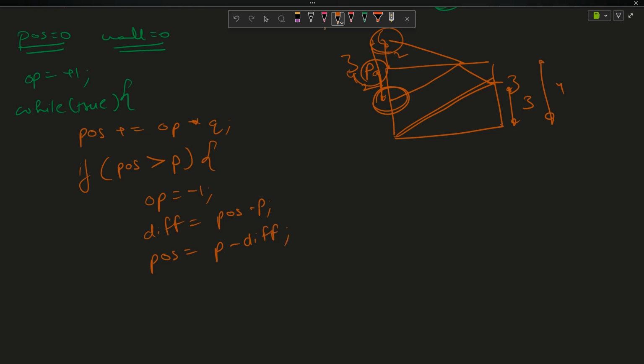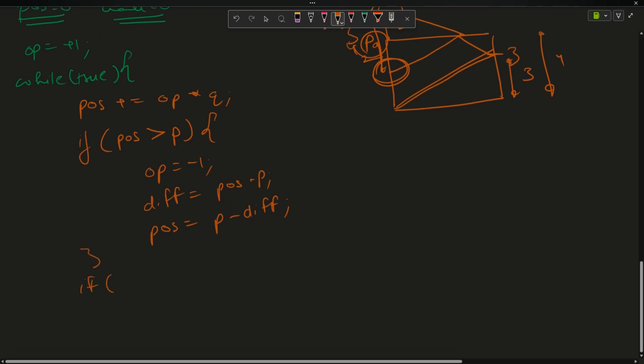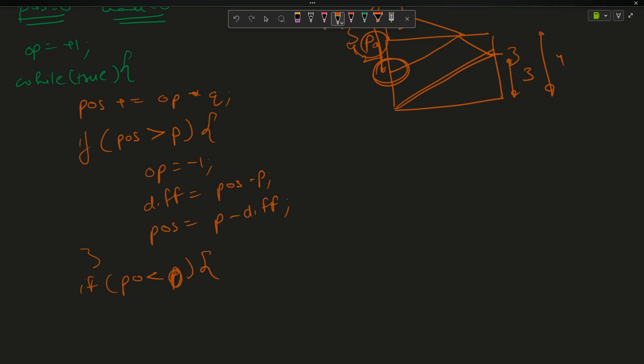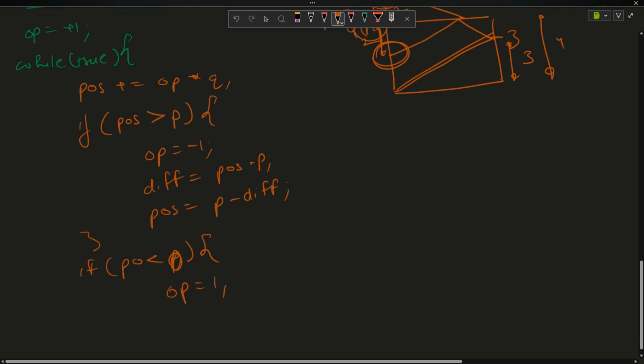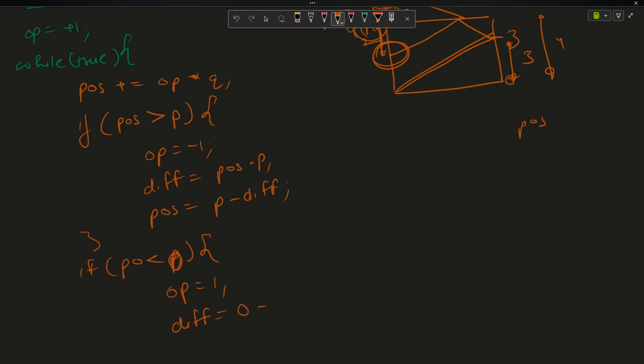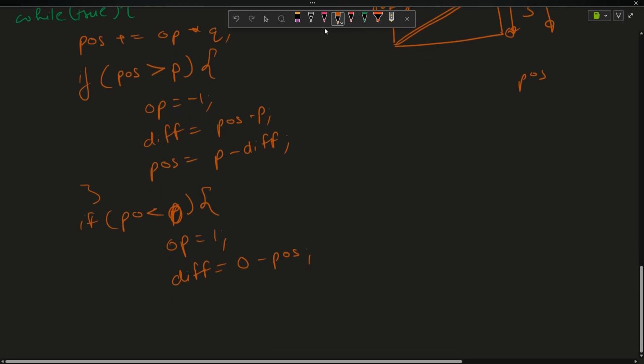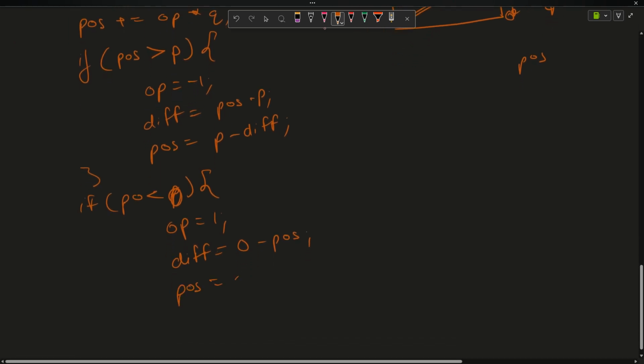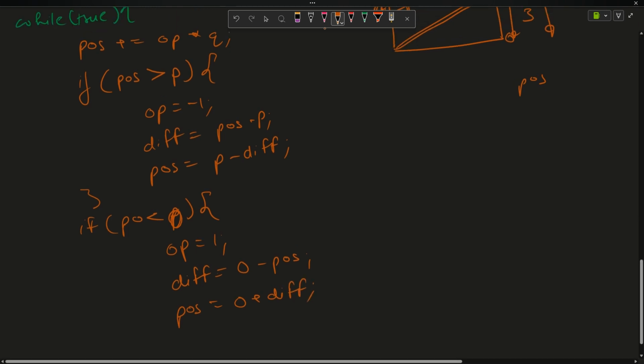These are the few things I have to take care of. If that is not the case, a particular case can be if position is less than 0, that is, it has gone down. Now if it has gone down, it is definitely traversing downwards, so I will change it to 1. Difference will be, because 0 is the upper limit and position is here, 0 minus position, and new position will be 0 plus difference.